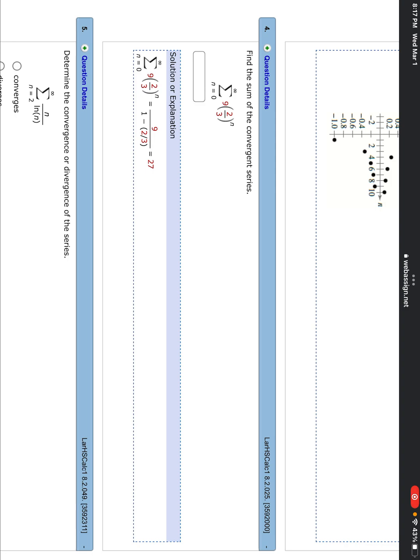This is the next thing. This is a geometric series. It converges because 2 over 3 is less than 1. And because of that, we're able to go through and find what it converges to. And so you're going to write it as a over 1 minus r. And then you're going to solve for it.